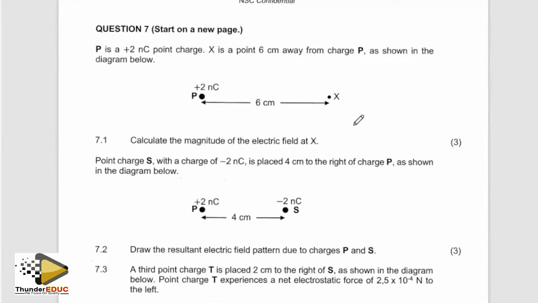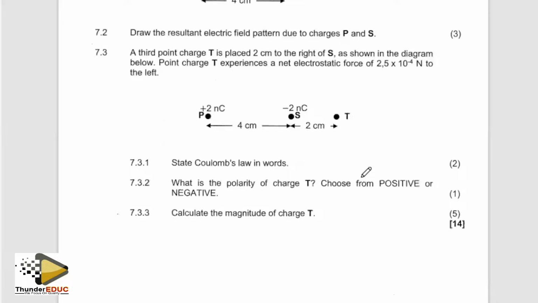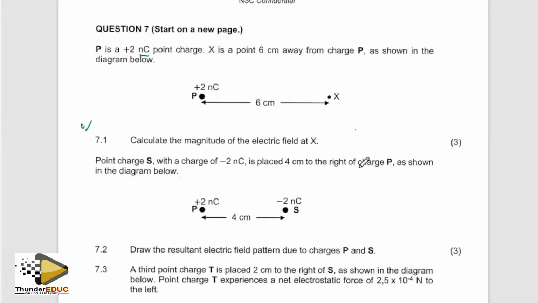All right, then question number 7. They're telling us that in electrostatics, P is a positive 2 nanocoulomb point charge. X is a point that is 6 meters away from point P, as shown in the diagram. So in this case, they don't want us to define, they can't be that stingy. It's just 3 marks. They want us to get the magnitude of the electric field.